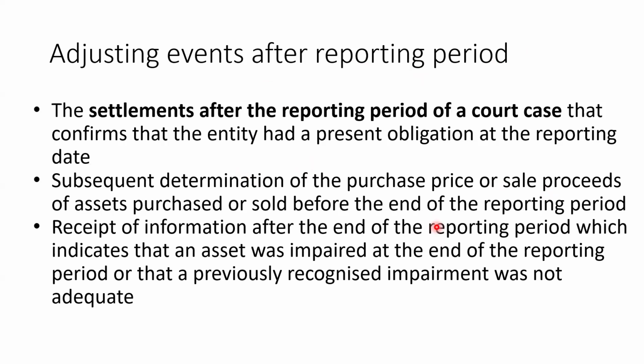Receipt of information after the end of the reporting period, which indicates that an asset was impaired at the end of the reporting period, or that previously recognized impairment was not adequate. So that is it, impairment from PPE. Impairment simply means a reduction in the fair value of an asset, right? So if after the reporting date you realize that the asset was impaired, why not?